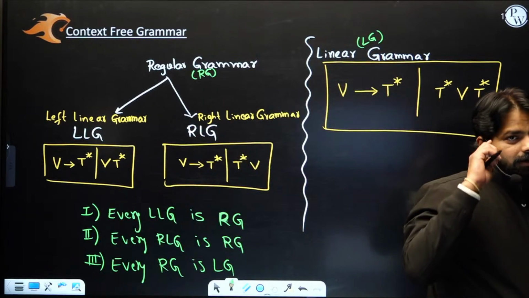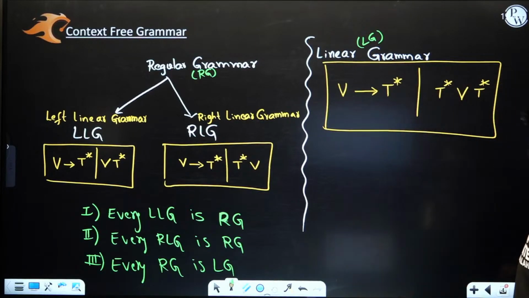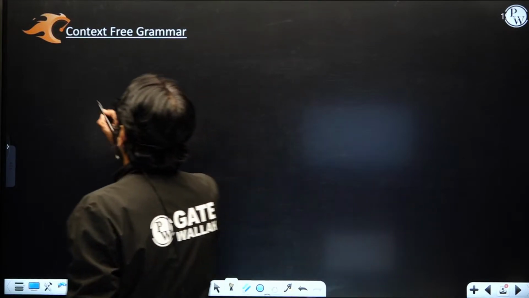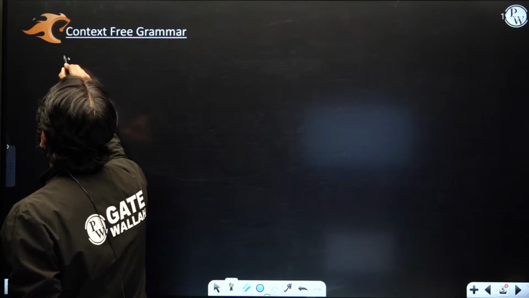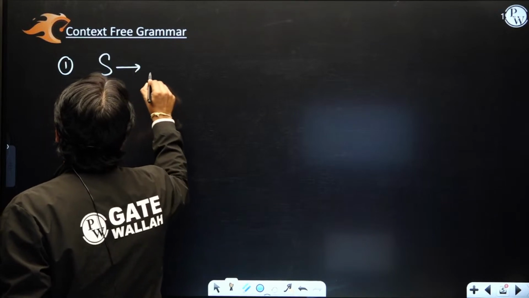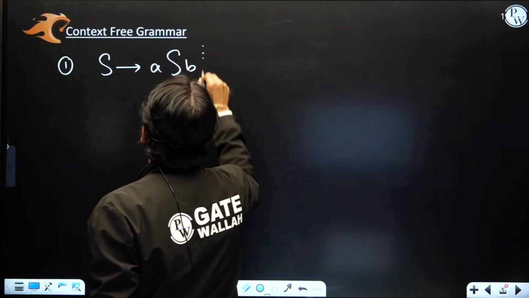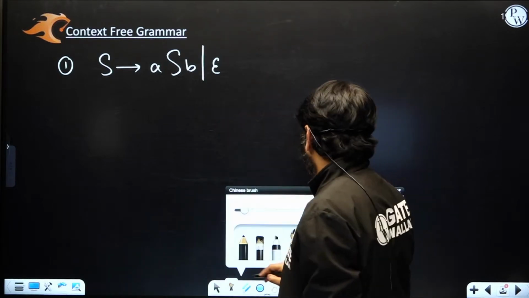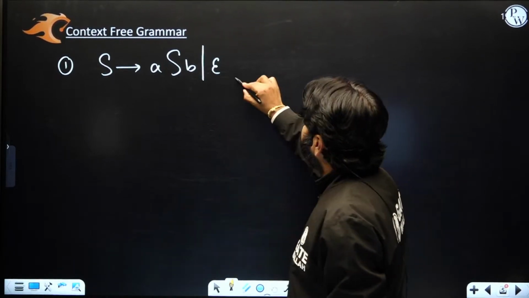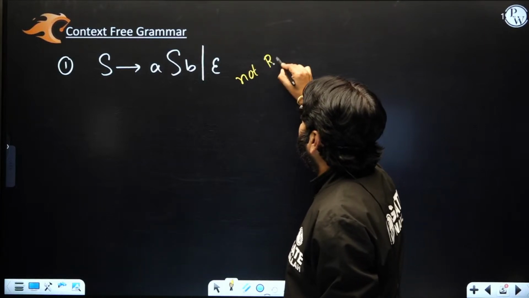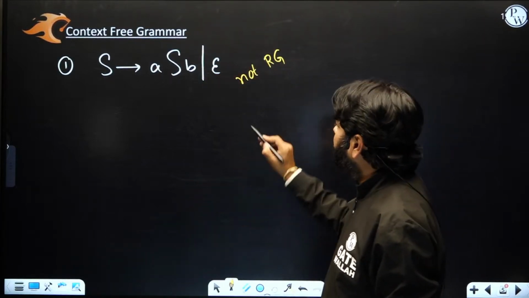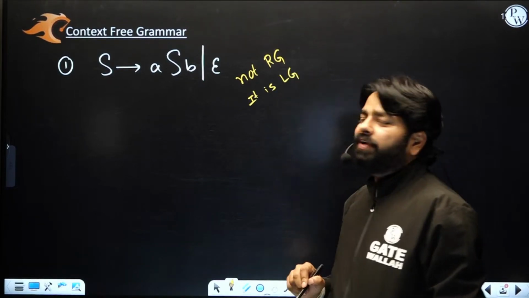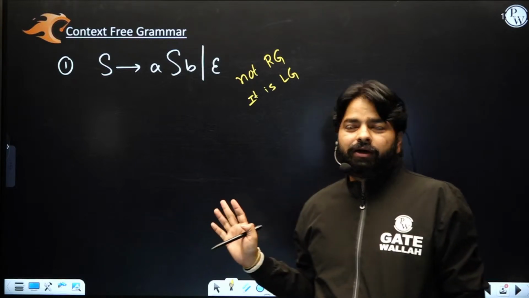Okay. Now, if you look at the examples, I'm just writing here. Suppose I have S derives A S B or epsilon. So this is not a regular grammar. What is it not? This is not a regular grammar. In fact, it is not LLG, not RLG, but it is a linear grammar. So this is a very important point.